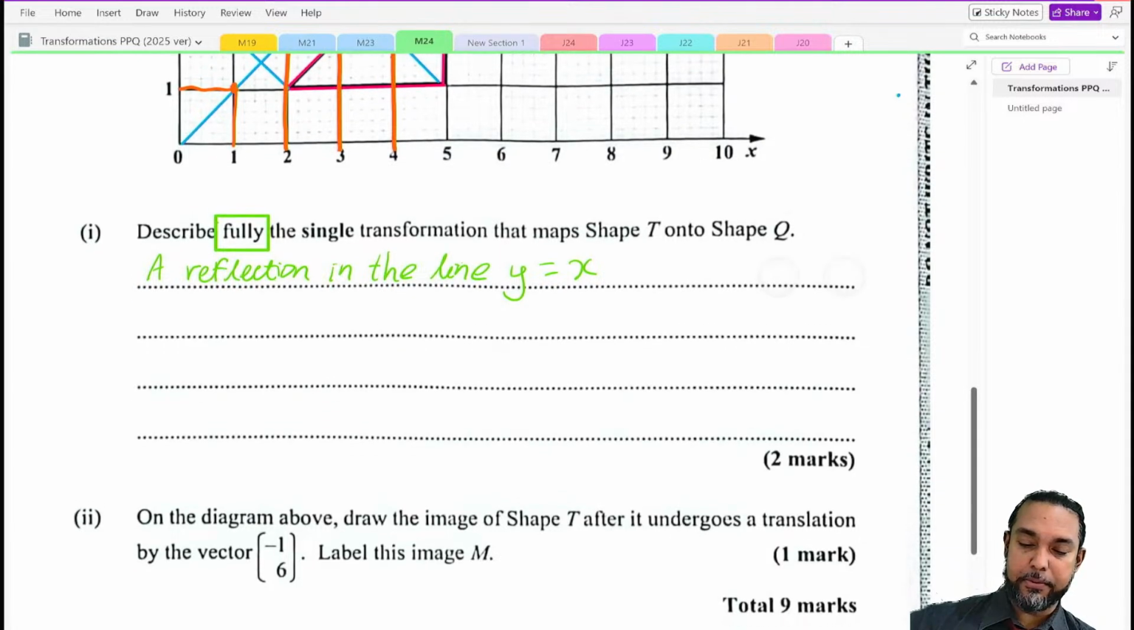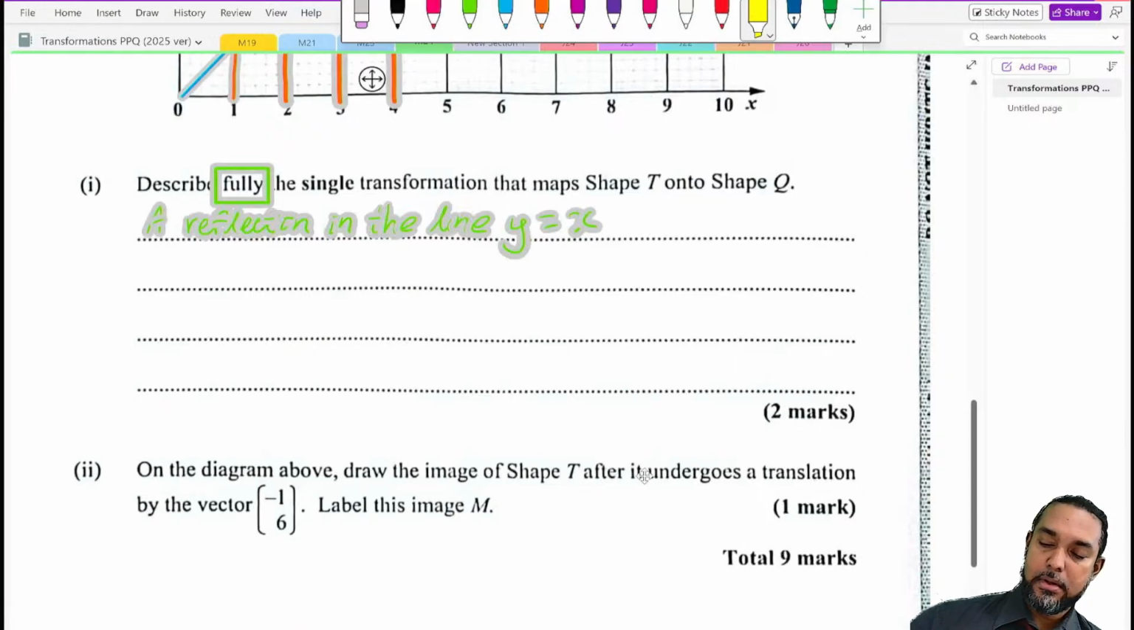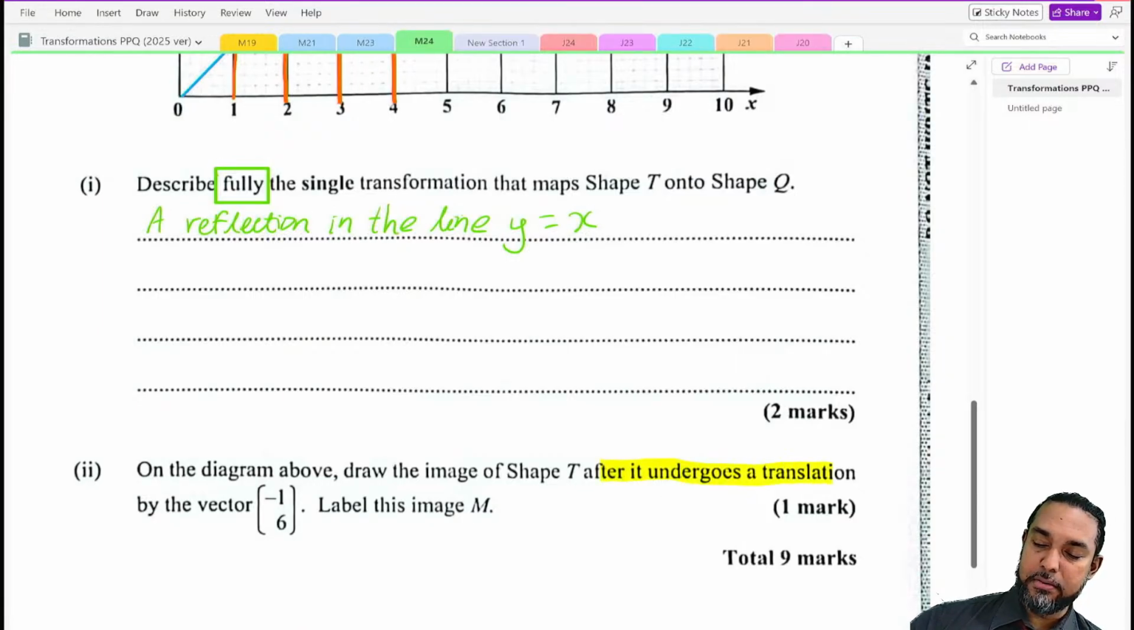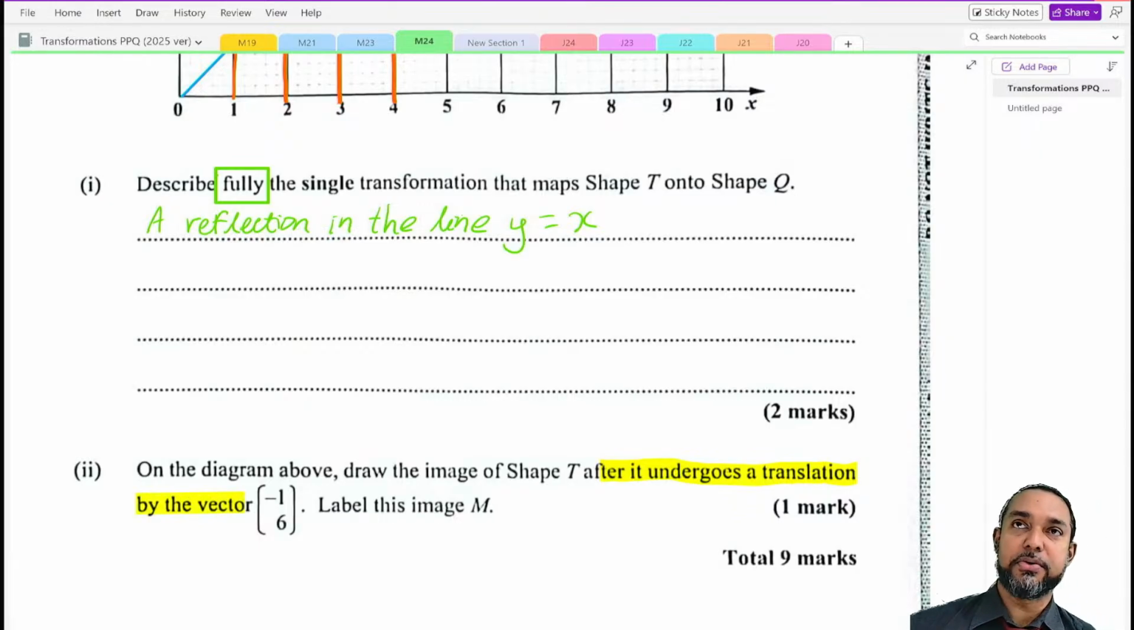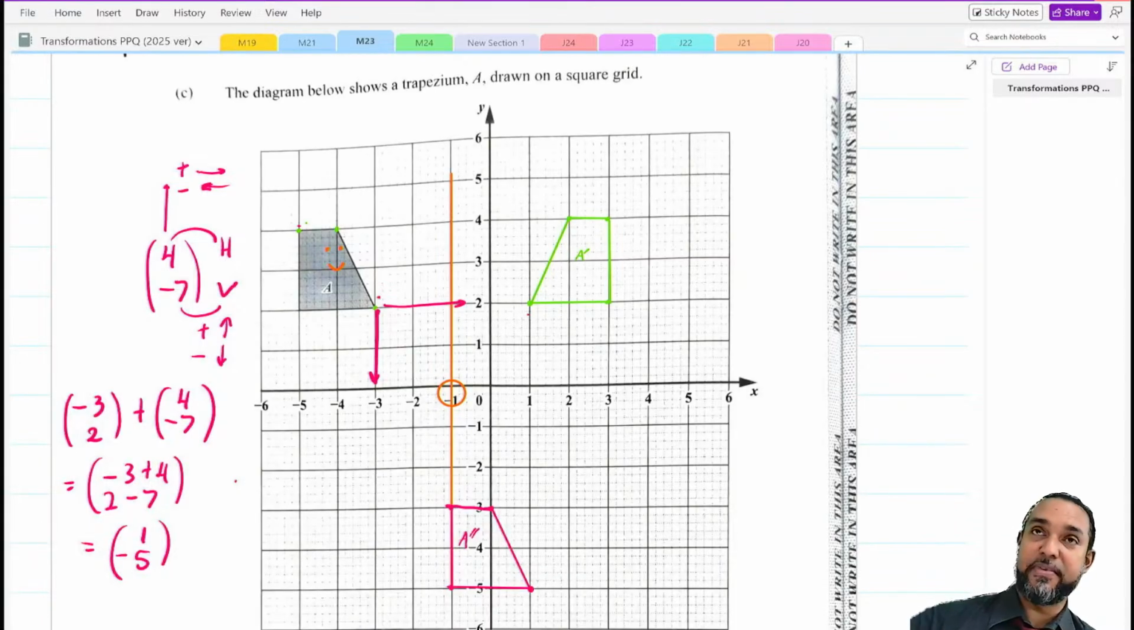So that's the thing, right? On the diagram above, draw the image of shape T after it undergoes a translation by which vector? That's what we did in the previous question just now, it was 4 minus 7. That's the translation vector. So a translation is a shift, either horizontal, vertical, or both, right?